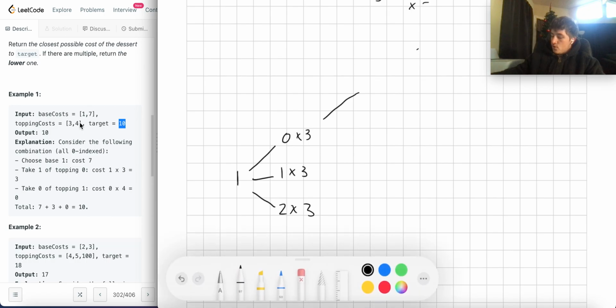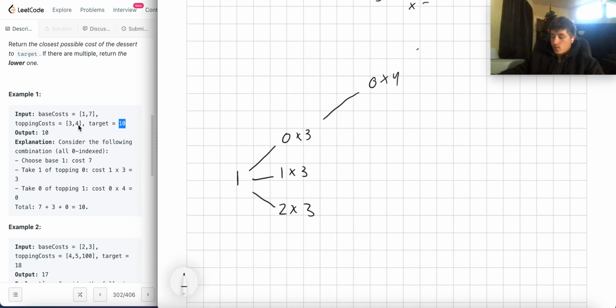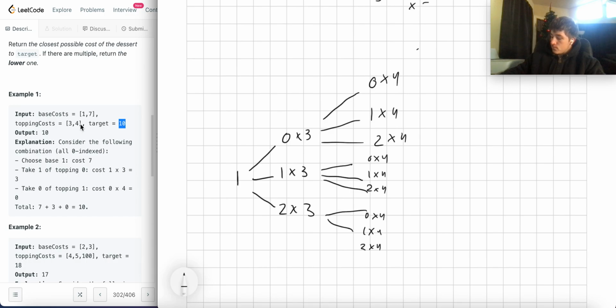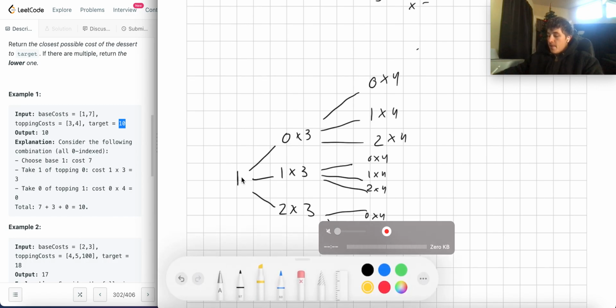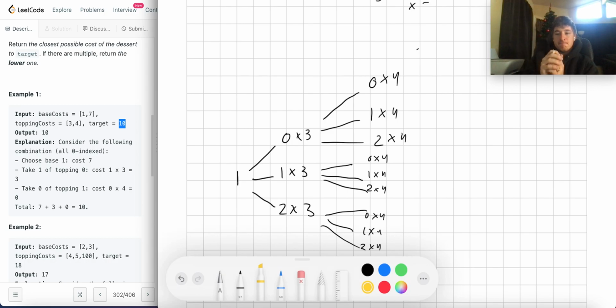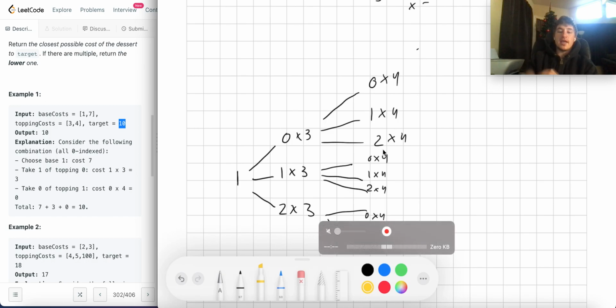Or I could do 0 of the second topping, which is 4. I could do 1 of the second topping, which is 4. I could do 2 of the second topping, which is 4. And then the same thing here, 0 times 4, 1 times 4, 2 times 4, 0 times 4, 1 times 4, 2 times 4. Right? Now this is using everything with the cost of 1. So I basically have enumerated all the possible prices of using this base, looking at all the possible toppings, right?